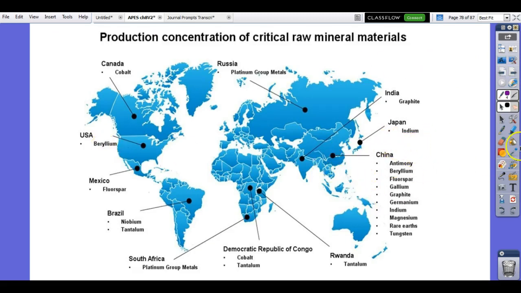It's overly simplified, but in the U.S., we have beryllium. We have a lot of beryllium. What do you use beryllium for? I have no idea. Okay, but we have a lot of it. Over in China, they have a ton of resources: antimony, beryllium, fluorspar, gallium, graphite. So different places of the world have different stuff. Just because we want to have a lot of diamonds in the U.S. doesn't mean we do underneath our ground, right? So countries have to trade and sell for whatever they have or whatever they need.